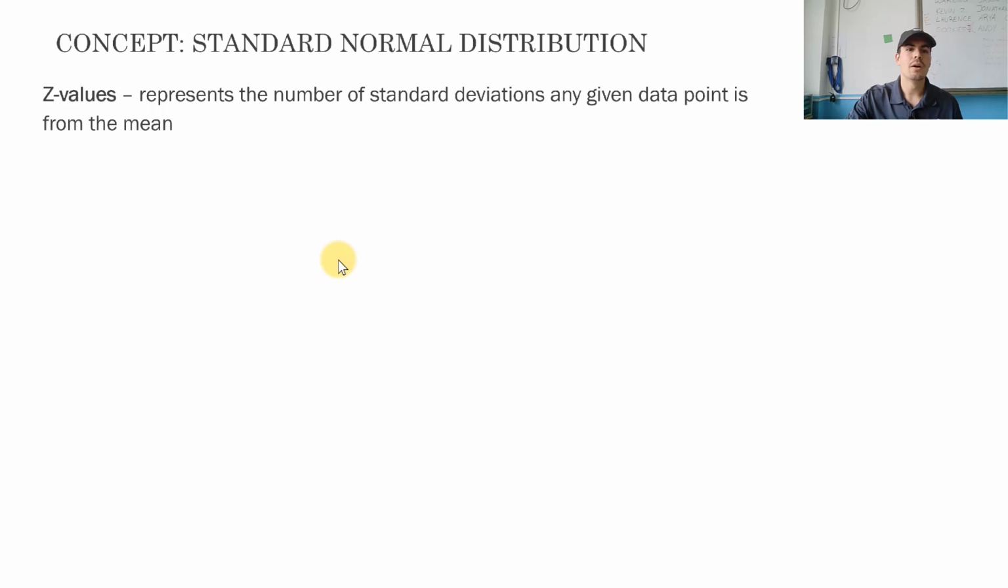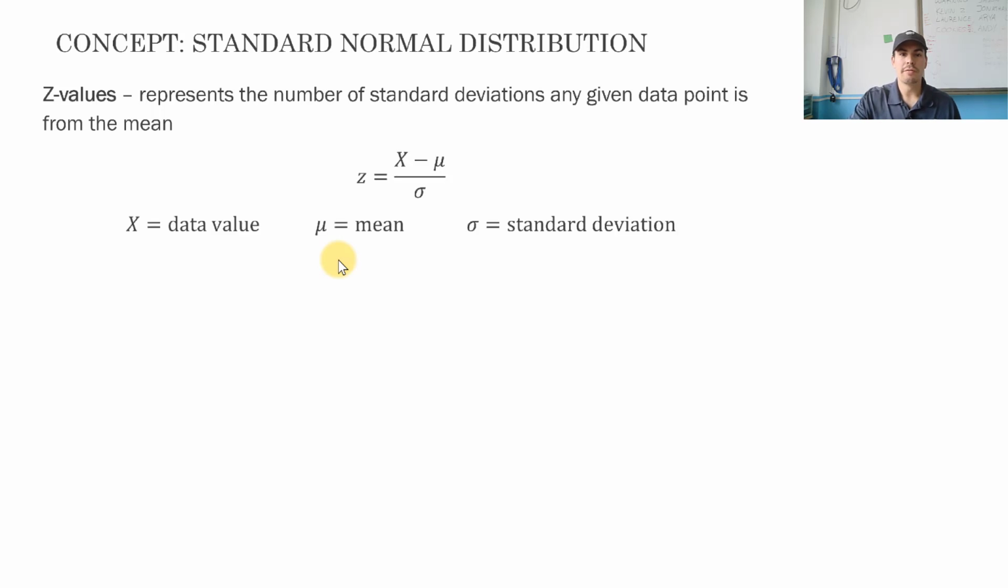Now let's take a look at what we call the standard normal distribution and z values. Combining these two is going to allow us to calculate a lot of probabilities. Our z values represent the number of standard deviations that any given data point is from the mean, and we find this with a simple formula. z is equal to x minus mu over sigma, where x is our data value, mu is of course our mean, and sigma is our standard deviation.